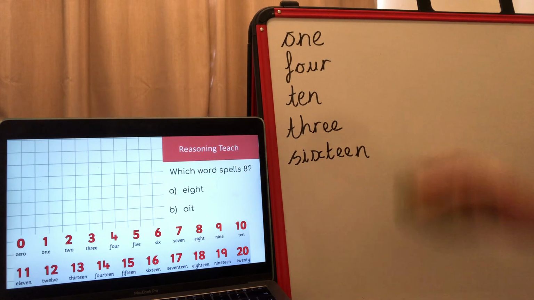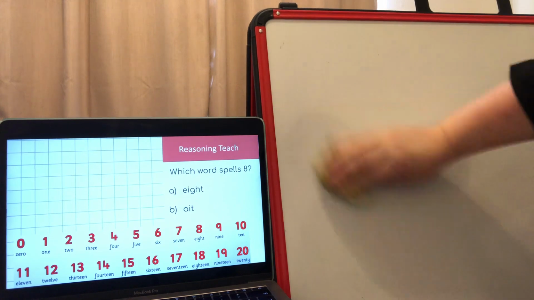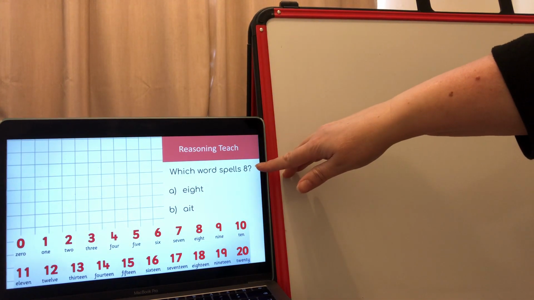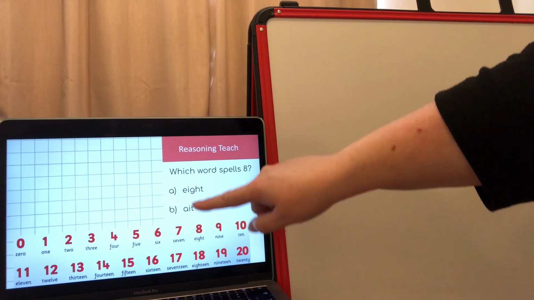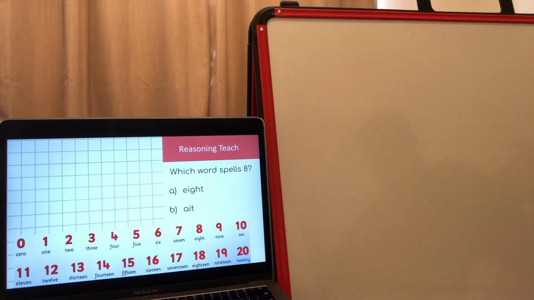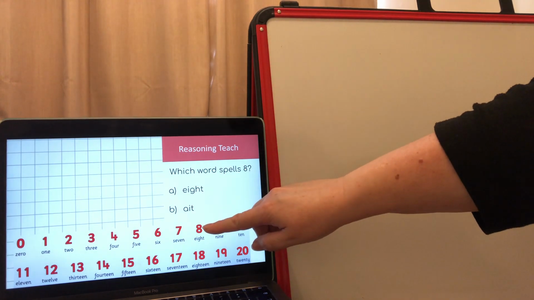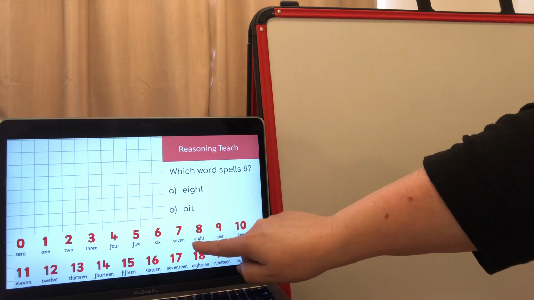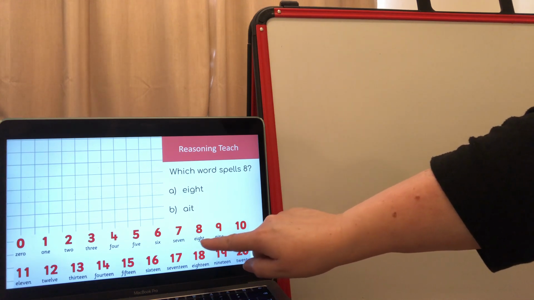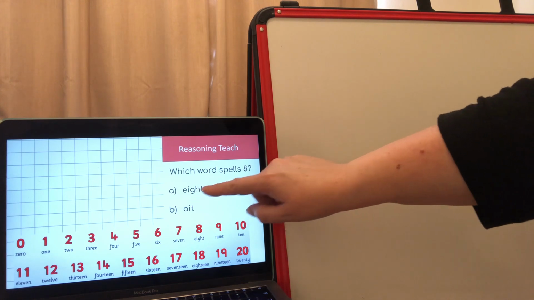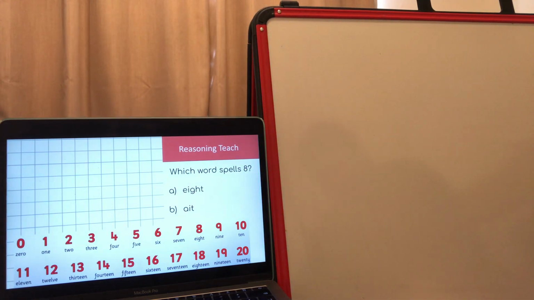Okay, so we've just got a bit of reasoning to do. It says, which word spells this number? I want you to recognise that number. Is it spelling A or spelling B? Well, I'll do this one. I think that's number 8, isn't it? Find it. Look underneath it. The word eight is spelled E-I-G-H-T. It's not this one, is it? E-I-G-H-T. It's A that's correct.